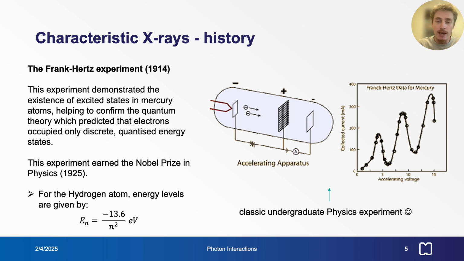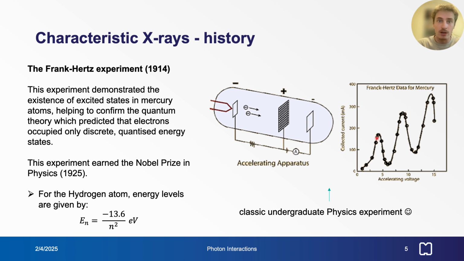In 1914, the Franck-Hertz experiment was performed, and is now a classic undergrad physics lab experiment. In this experiment, electrons were accelerated through mercury gas. As expected, with higher accelerating voltages, current increases. However, once certain voltages are reached, the current suddenly drops.